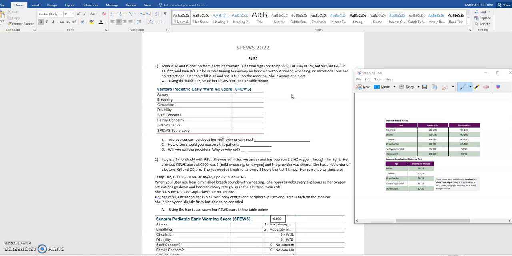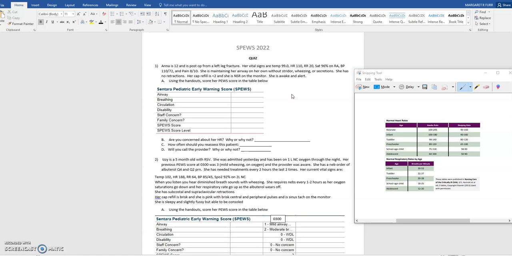Her heart rate is a little elevated for adolescents. She should max at 100. She's 110, but her pain's an 8. So you can score her a 0 and account for it by pain, or you can score her a 1. Either one's fine. Disability is a 0. I'm not concerned. Mom's not concerned. Her PEWS score is either a 0 or a 1, which gives her a level of low.